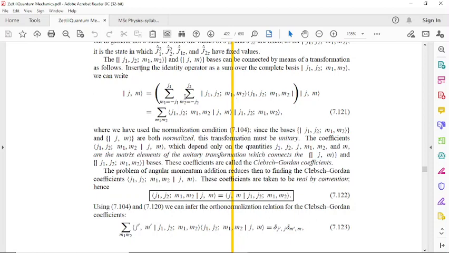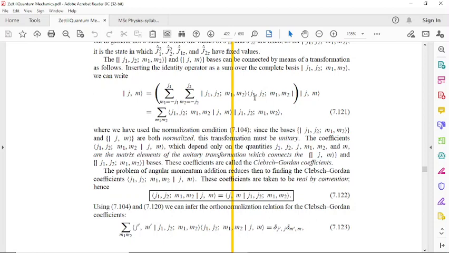Then we can represent ket JM in terms of the J1, J2, M1, M2 basis, and we can connect them by using the completeness relation. The completeness relation is represented by summation M1 equal to minus J1 to J1, summation M2 equal to minus J2 to J2, ket J1 J2 M1 M2 bra J1 J2 M1 M2. This is the completeness relation. The value is equal to 1. Therefore, we can write ket JM equal to ket JM.